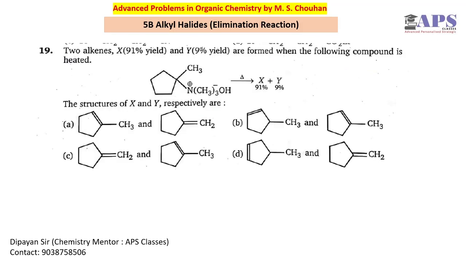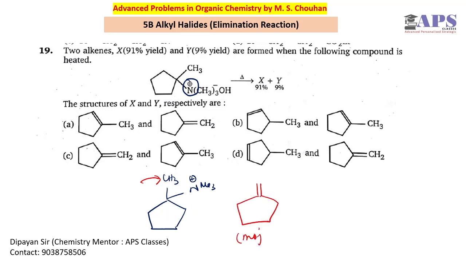In question number 19, we have again Hofmann exhaustive methylation. All of us know that if nitrogen is positively charged, then we have to remove hydrogen from the beta carbon where the number of hydrogens is more. If we see this, we have three beta carbons: beta carbon number 1, number 2, and number 3, and this beta carbon has the maximum number of hydrogens. So the major product will be this.